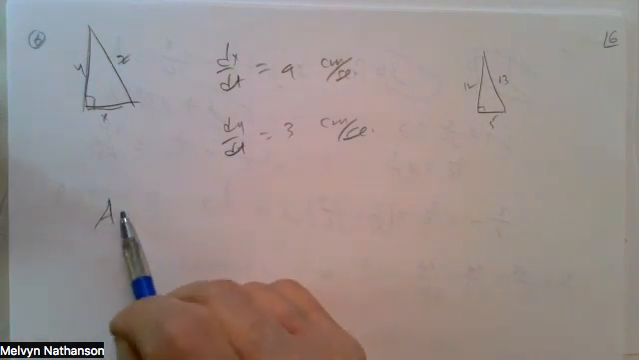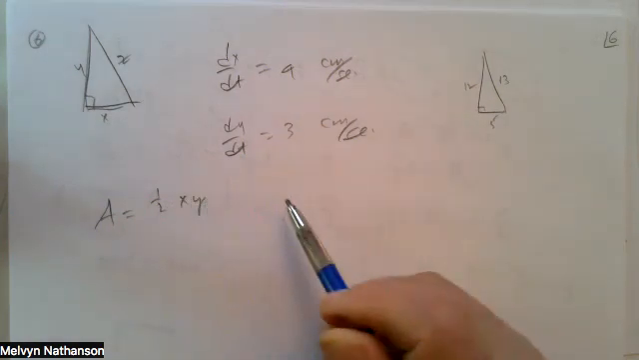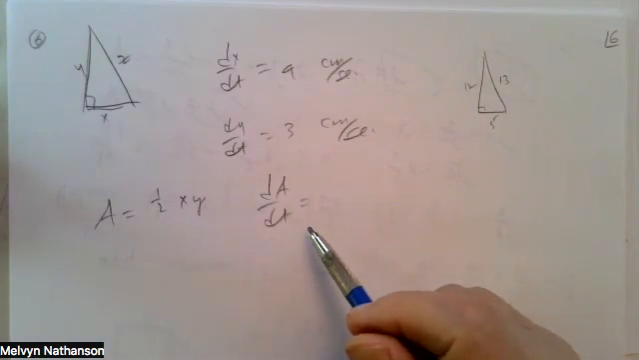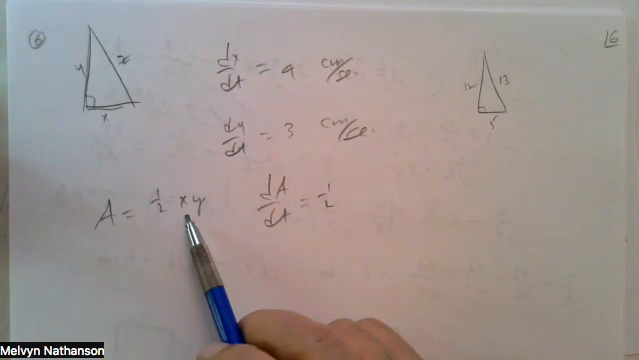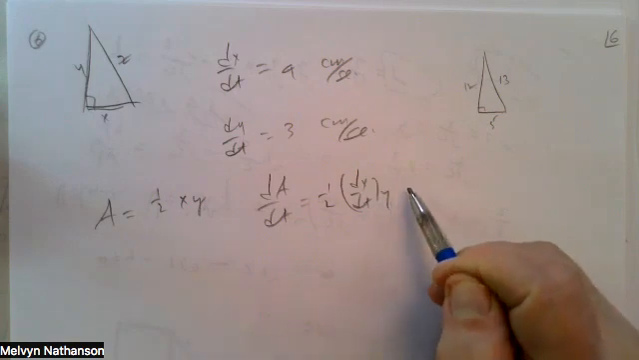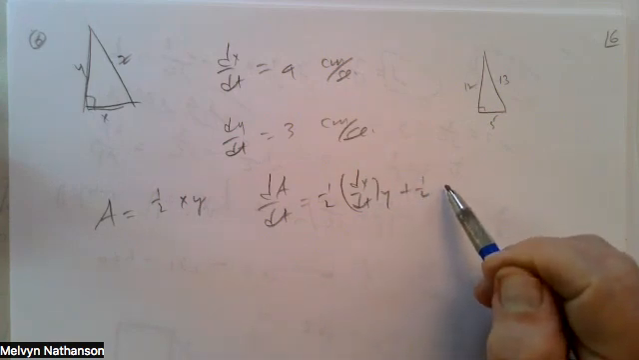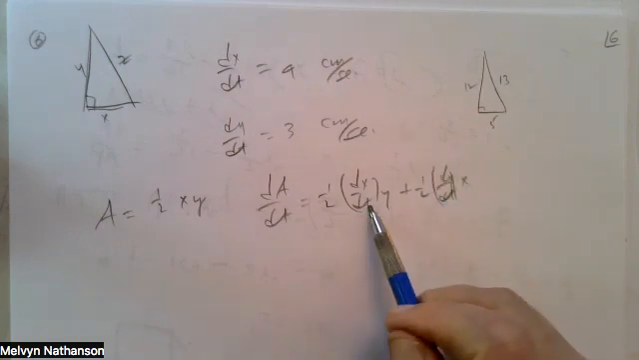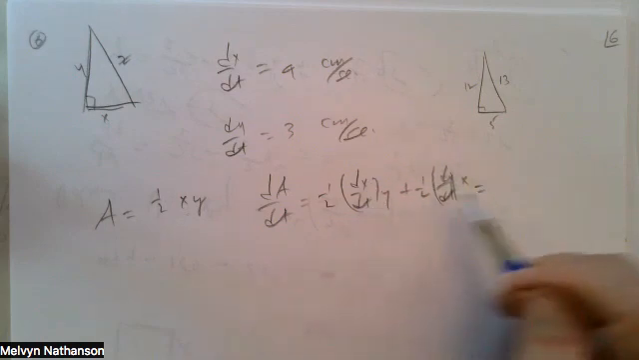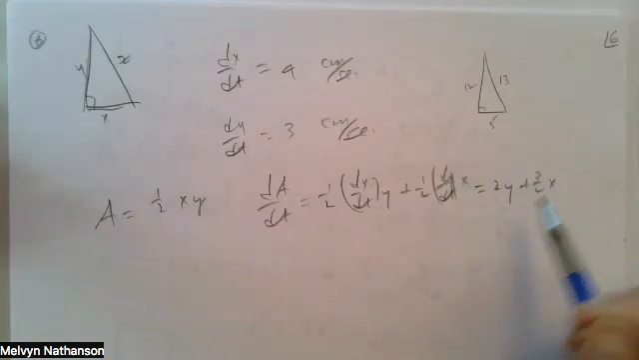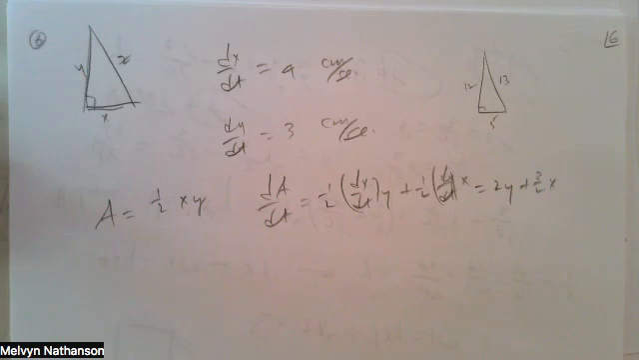What is the area of the triangle? The area is a half the base times the height. So dA/dt, you differentiate with respect to t. This is 1/2. When you differentiate a product, use the product rule. It's dx/dt times y plus a half x times dy/dt. dx/dt is 4, so this is 4 over 2, 2y. dy/dt is 3, plus 3/2 x. So that's the rate at which the area of the triangle is increasing.